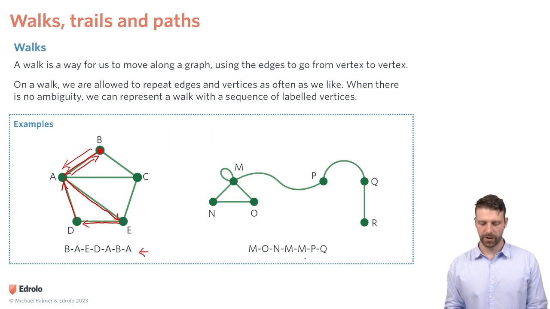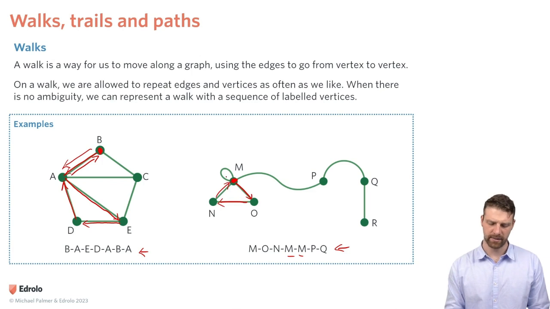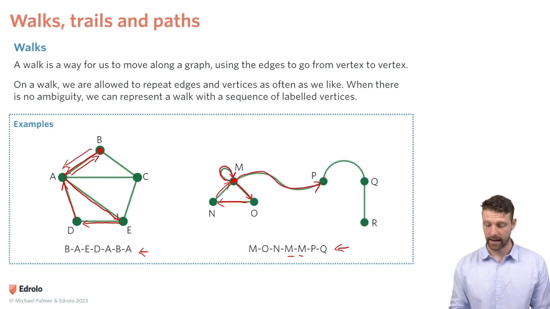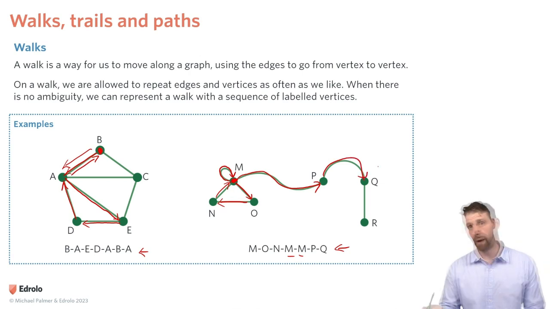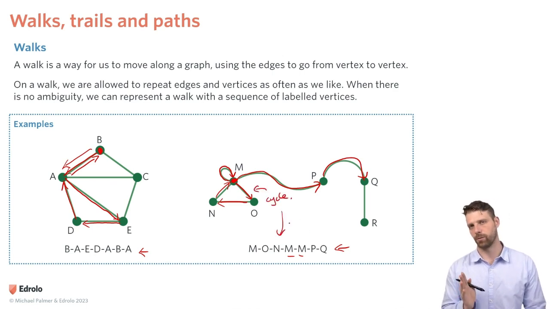There's another example here. We've got a walk M, O, N, M, M, P, Q. Here, that double M is referring to a loop. So let's do that walk and see what it looks like. Start at M, go to O, then N, go back to M again. The only way to do that in one step is to take the loop and then go to P and then to Q. Okay, so that's what our walk looks like. You'll notice that looking at the final product, it's not really clear where we start because we've got this cycle happening here. So sometimes we need this description to be clear about what the walk looks like.